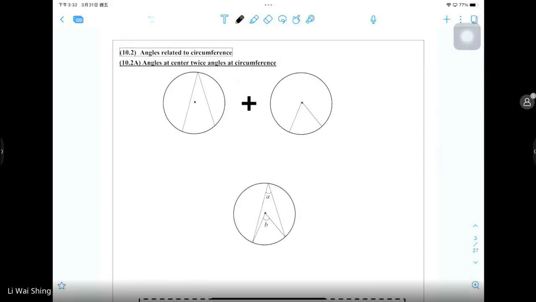Can you see the screen? All right. So today we will talk about two. The first one.